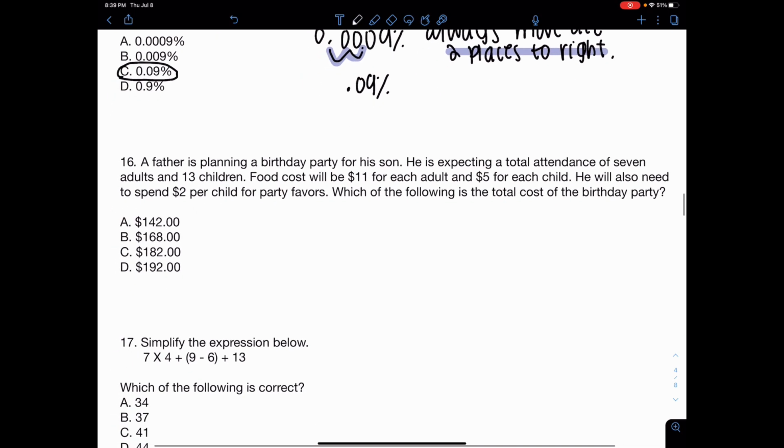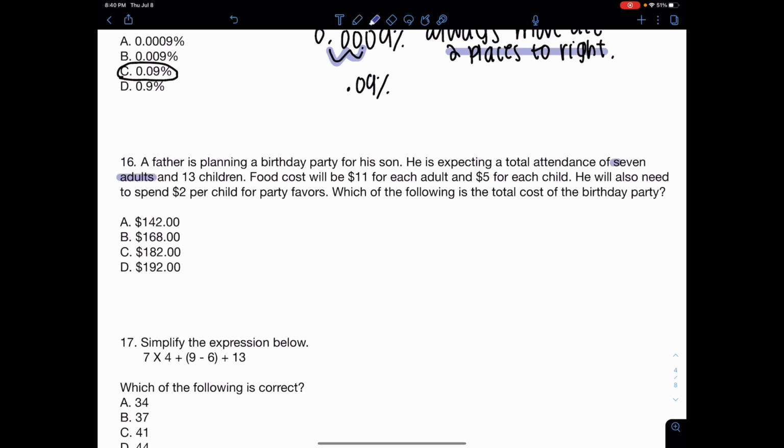Okay, number 16. Now this one you do have to pay attention to because I think that they made this question to trick you. So the question says, a father is planning a birthday party for his son. He is expecting a total attendance of 7 adults, 13 children. Food will cost $11 for each adult, $5 for each child. He will also need to spend $2 for each child for party favors. Which of the following is the total cost of the birthday party?